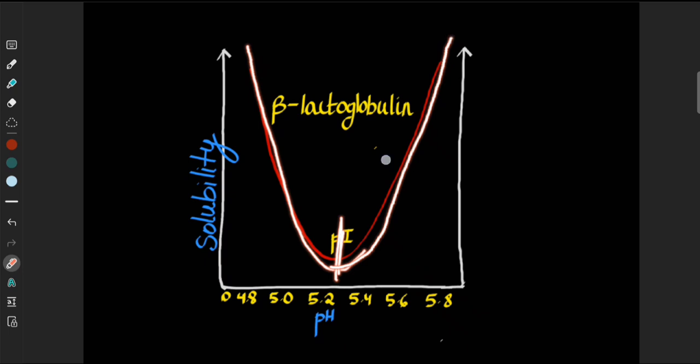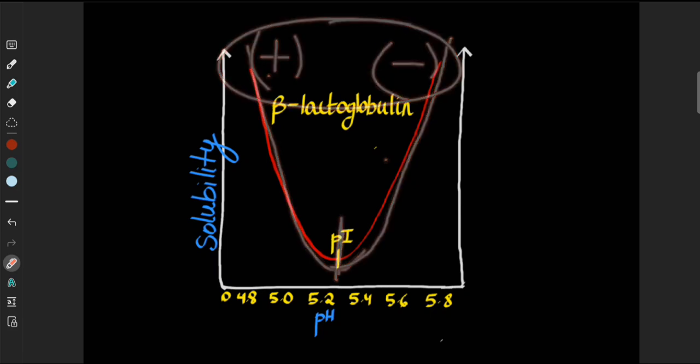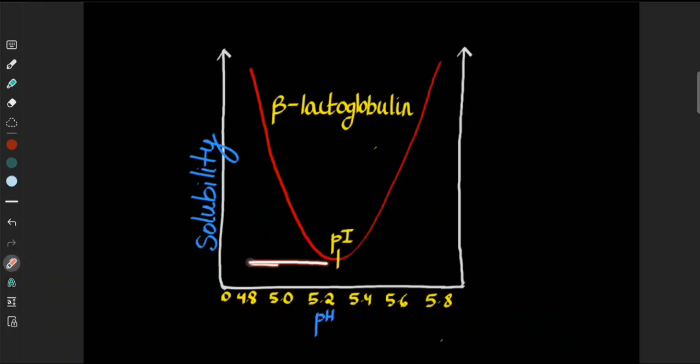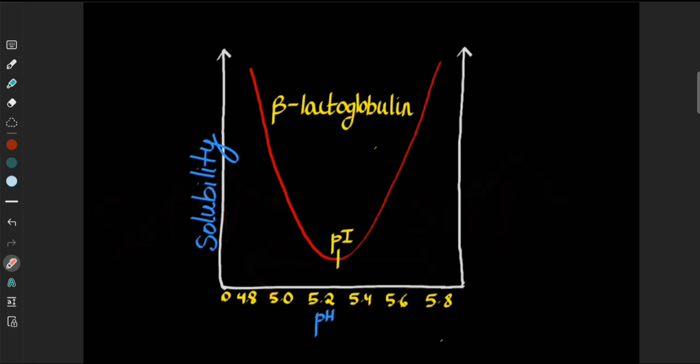Now when the pH is low, the protein is going to have a positive charge, right? And when the pH is high, it's going to have a negative charge. As I told you, positive and negative means the compound is showing a polar nature, and if it's showing a polar nature, then it's going to be high in solubility. So below and above the pI, the solubility is going to be high. It's going to be high on this side also, and high on this side also; only at the pI will it not have any effect.